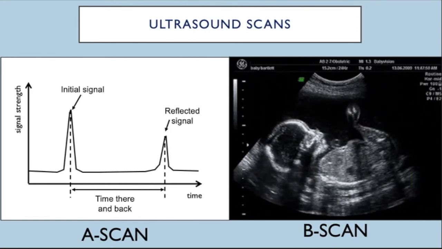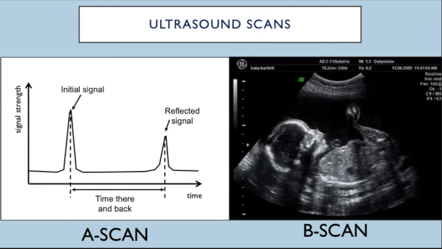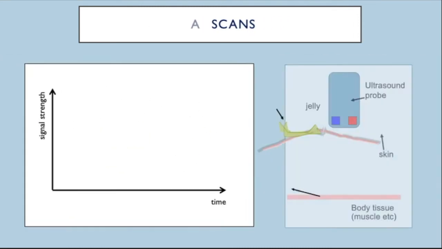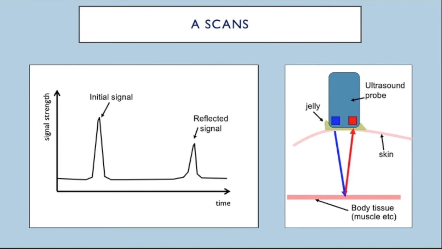In an A scan, you'll see the reflections of the pulse of ultrasound. In a B scan, all of these pulses will be built up together to make a picture. So in an A scan, you can see on the y-axis we've got the signal strength, and on the x-axis we've got the time. So when the ultrasound probe first gives out the ultrasound, some of the sound is reflected off the skin. Then it picks up the reflected signal and we see a pulse there as well. So the time between the initial signal and the reflected signal is the time to the body tissue, the muscle or whatever, and back again.